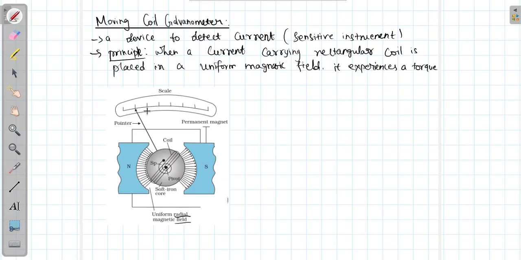It produces some deflection. That deflection and the current have a direct relationship. So the deflection produced on the scale as well as the current through the galvanometer have some relationship. Based on that relationship, we can use the galvanometer as it is. Otherwise, we can convert the galvanometer into an ammeter as well as a voltmeter. We will see the conversion also.